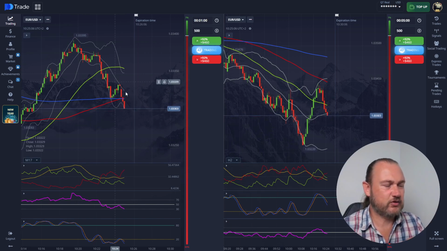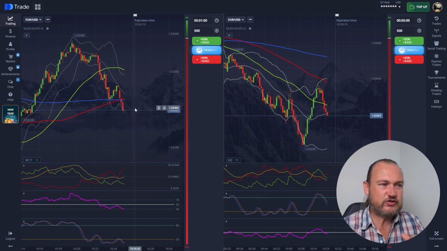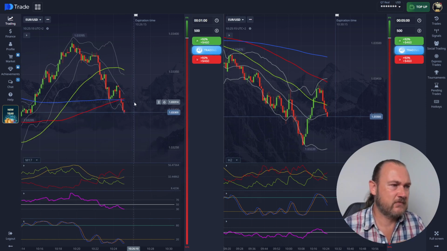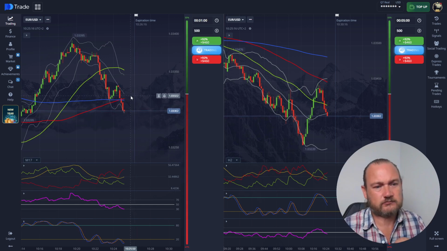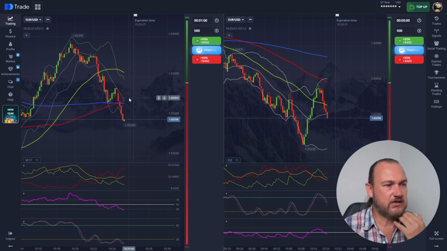I've also got Bollinger Bands on here. These are set also to a 14 period and a standard deviation of 2. Right, so we're using a couple of different strategies while we're trading.